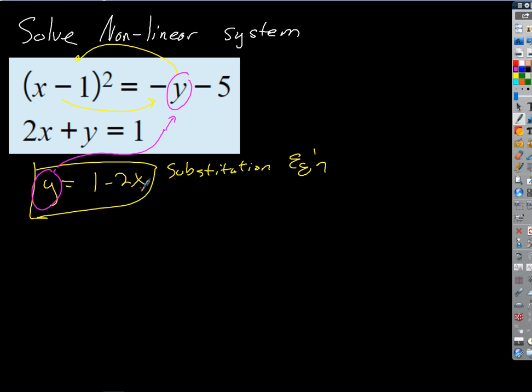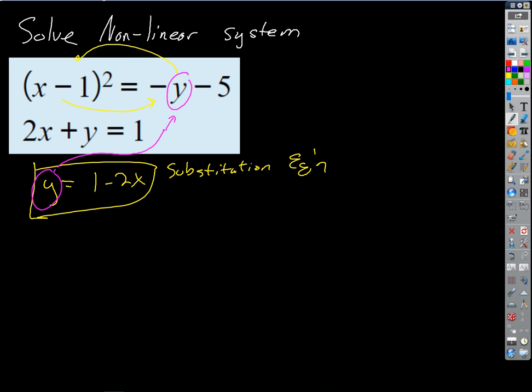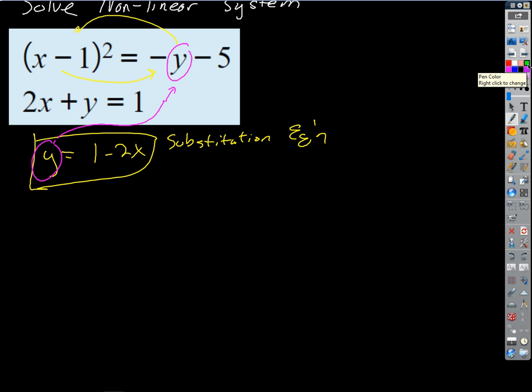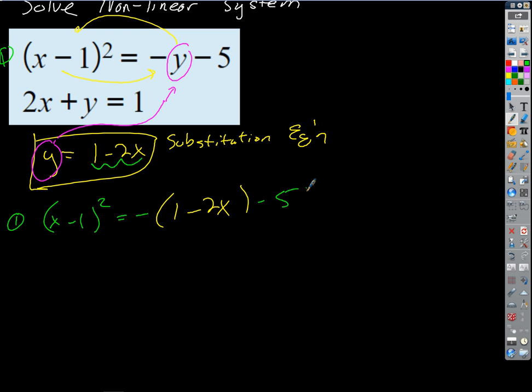Now, think what the advantage of that is. Let's do this and tell me, in hindsight, which is always 20/20, why I did this. So up here in this first equation, we'll call that equation 1, we've got x minus 1 squared equals negative y minus 5. So where I used to have a y, I'm just going to put the quantity 1 minus 2x, minus 5. Now what's so good about what I did?